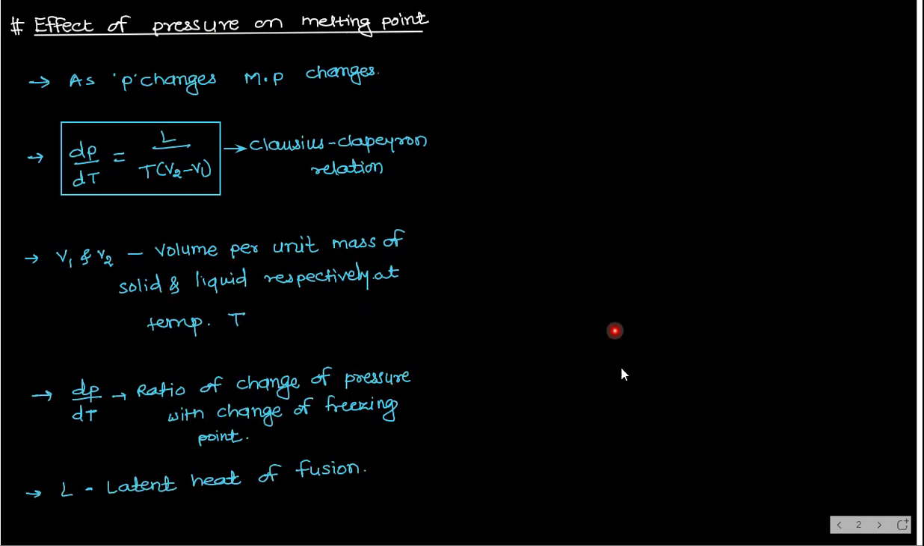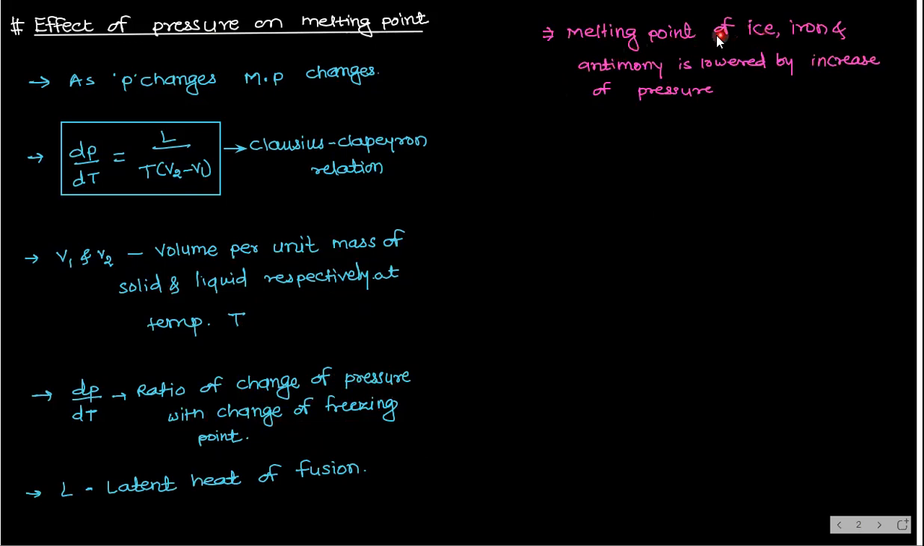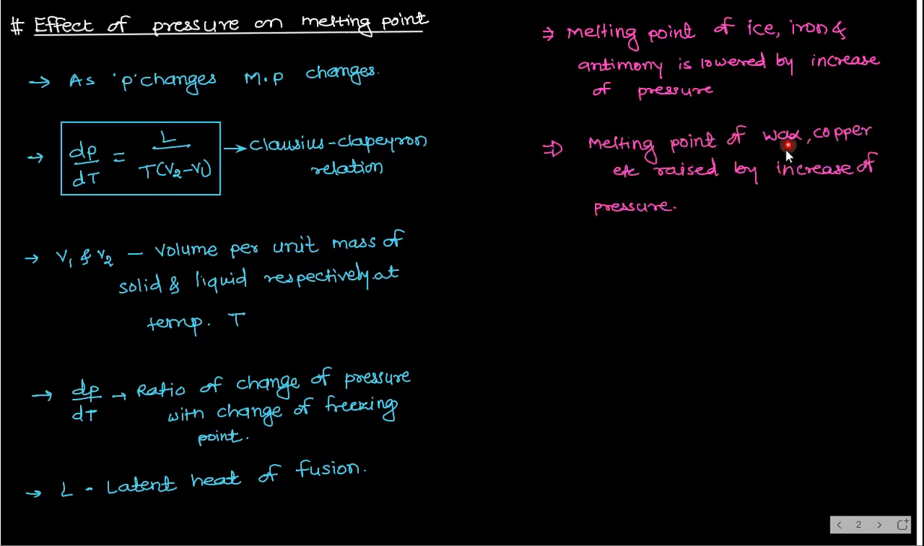So what is the effect of pressure? Let's see. For example, suppose substances like ice and iron are there. Their melting point can be lowered by an increase of pressure. Whereas some substances like wax and copper are also there, whose melting point can be raised by an increase of pressure.